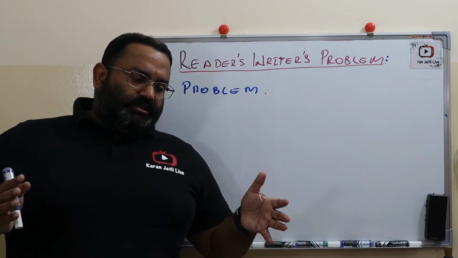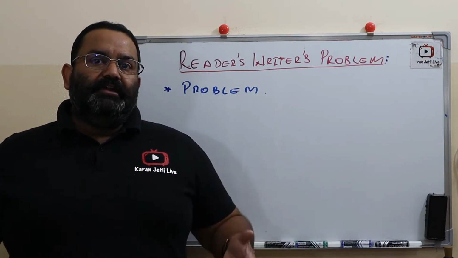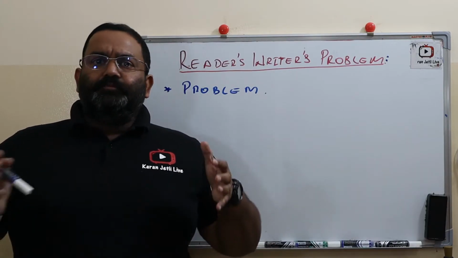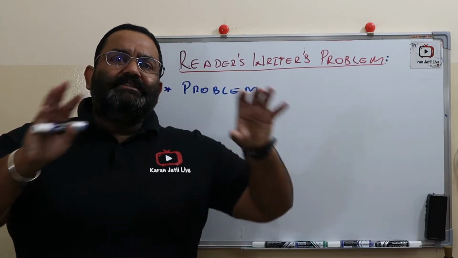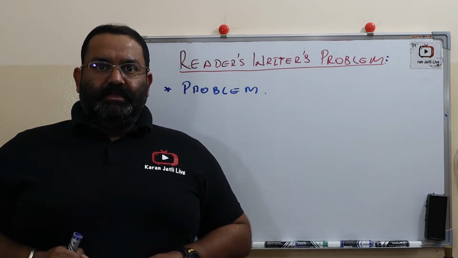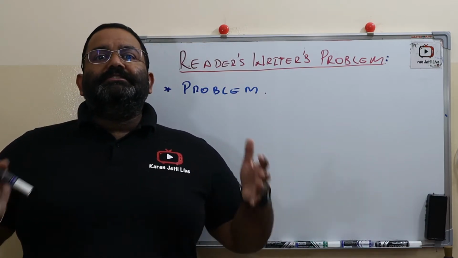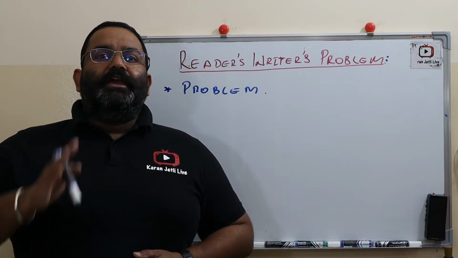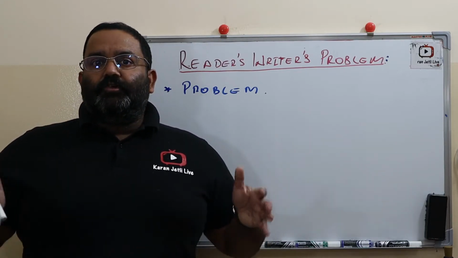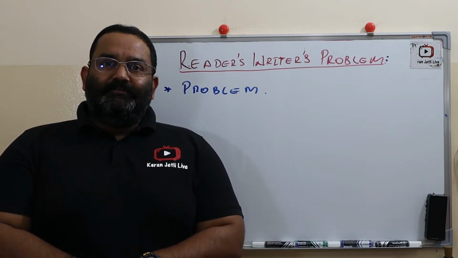So the first thing, what is the readers writers problem? This problem states that suppose we have a database or a file which is shared by multiple processes, and some of the processes just want to access it, meaning they just want to read that file or database, but some of the processes at the same time want to change the value in that database. They want to make changes in that database or file. In other words, they want to write onto that file.